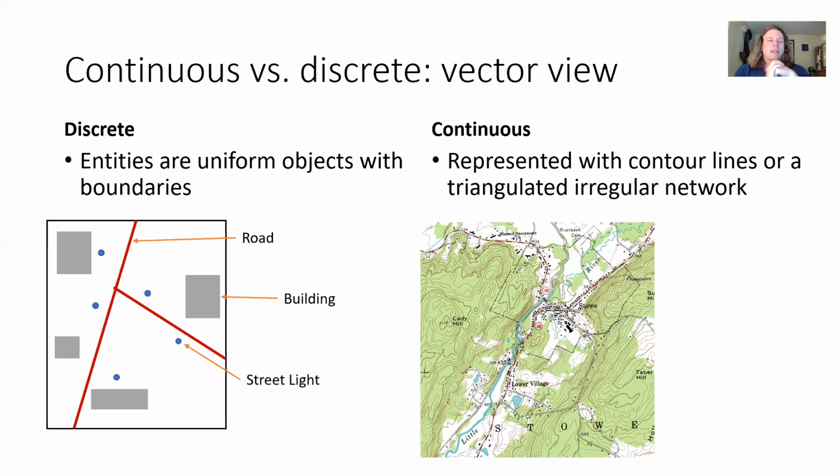Looking at the vector data model, discrete entities are uniform objects with defined boundaries. So roads or buildings, they're all one type of object and they can be represented using a certain layer.